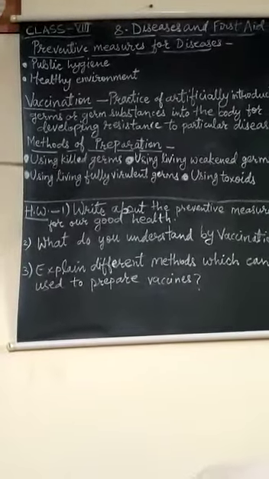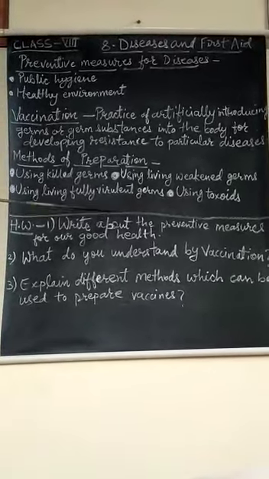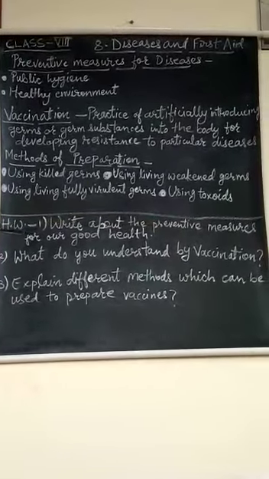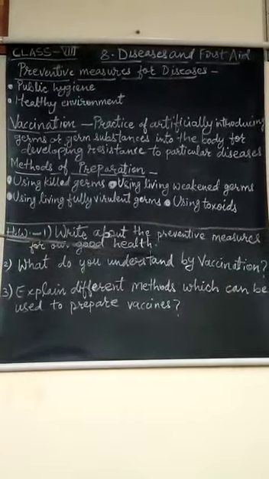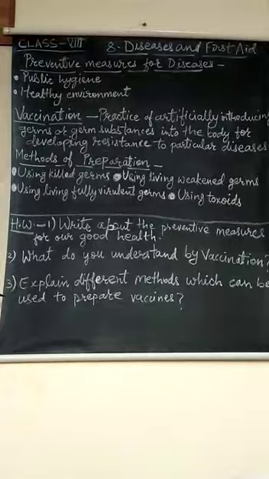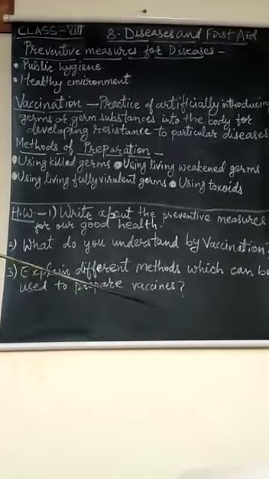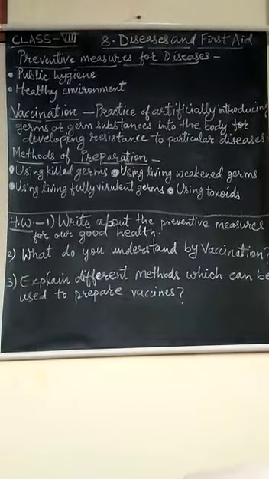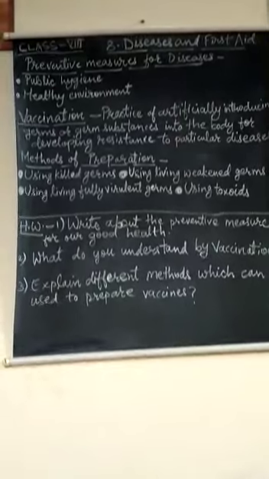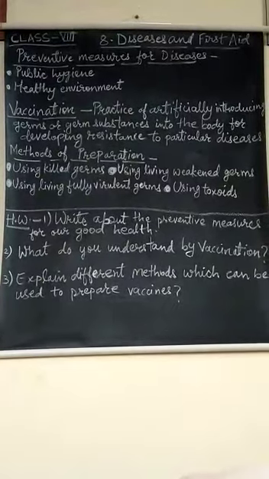For more detail, just go through your textbook. Today's homework, question number 1, write about the preventive measures for our good health. Question number 2, what do you understand by vaccination? Question number 3, explain different methods which can be used to prepare vaccines. Write these answers in your biology notebook and keep a record of these questions of every day class questions shared in videos.